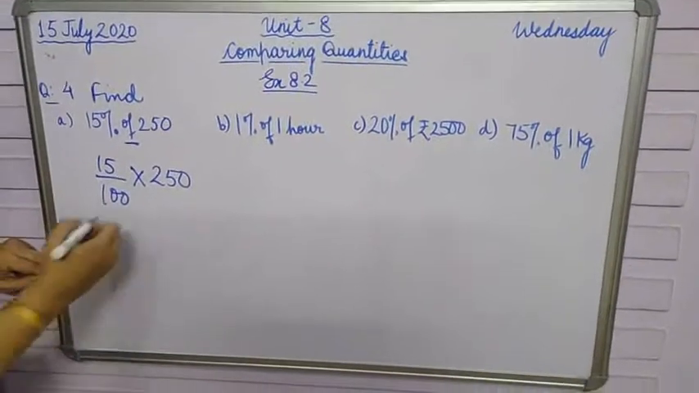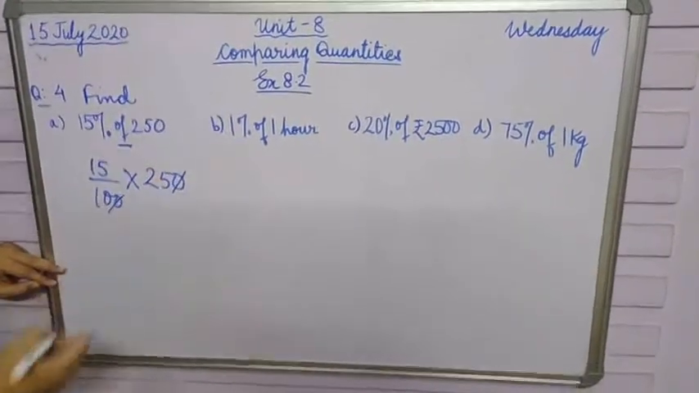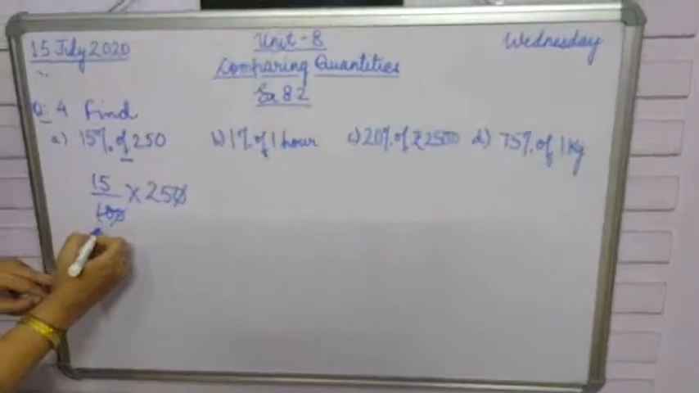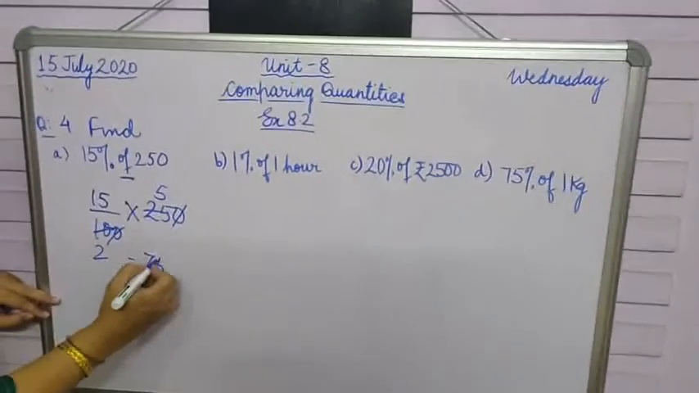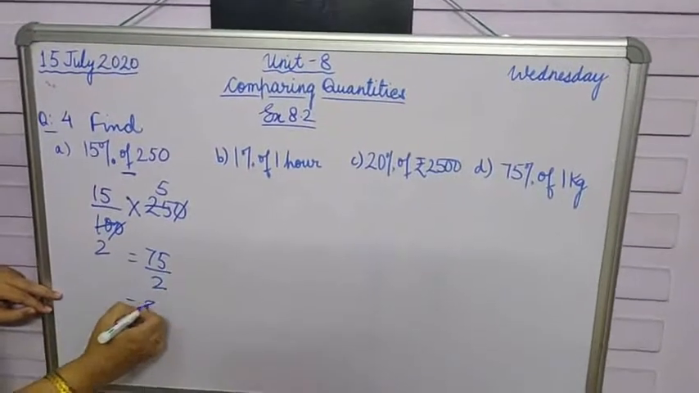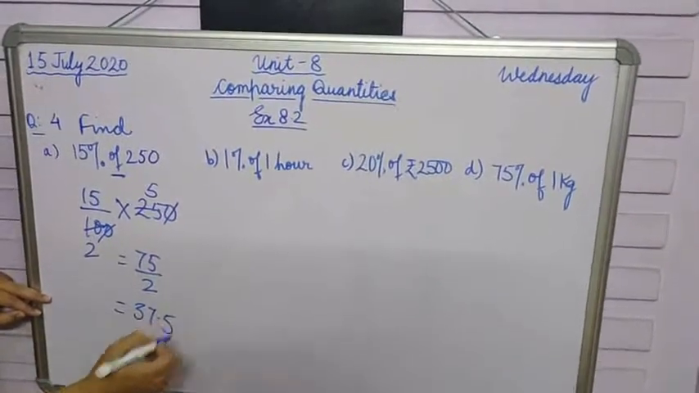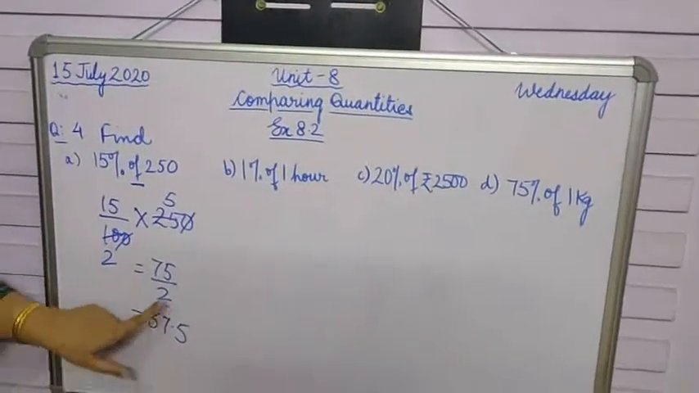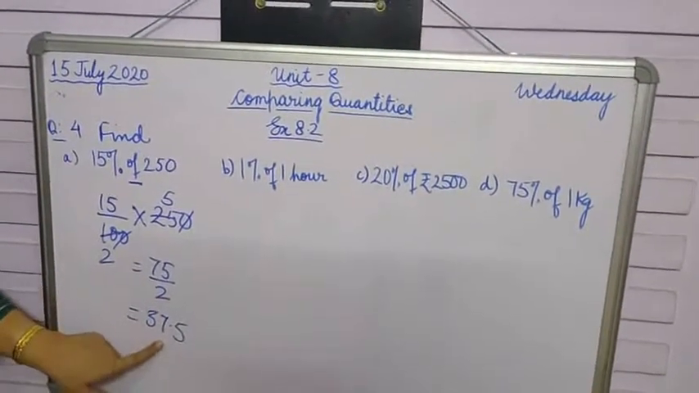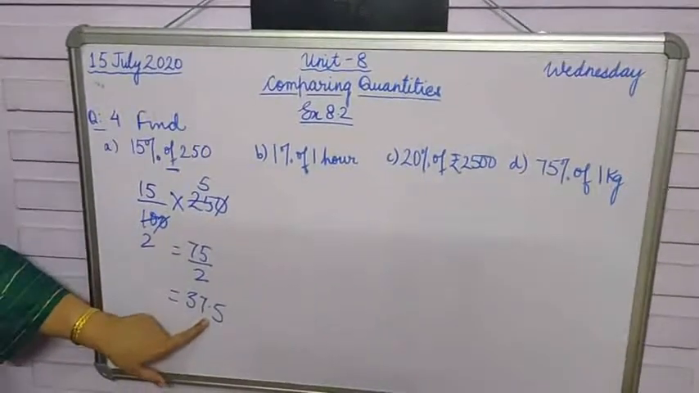Now this is a fraction which we can solve. Divided by 10. You can divide this by 5. 5 2s are 10, 5 5s are 25. So it comes out to be 75 by 2, or it is 37.5 or 37 1 by 2. Either you can convert this into decimal or you can convert this into mixed fraction.